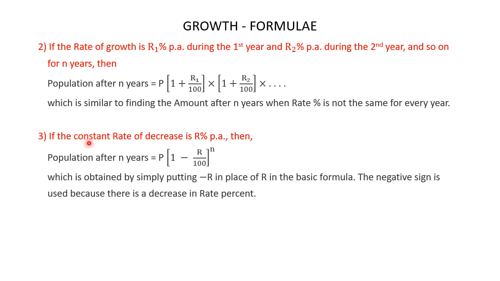If the constant rate of decrease is R% per annum and you have to find the population after n years, then the formula to be used is population after n years is equal to P multiplied by 1 minus R by 100 raised to the power n. Now this formula is obtained by simply putting minus R in place of R in the basic formula. The negative sign is used because there is a decrease in rate percent.